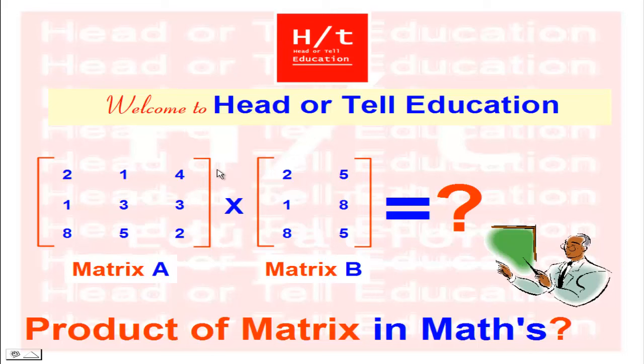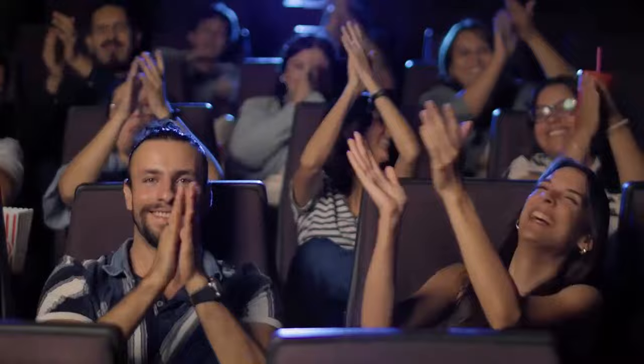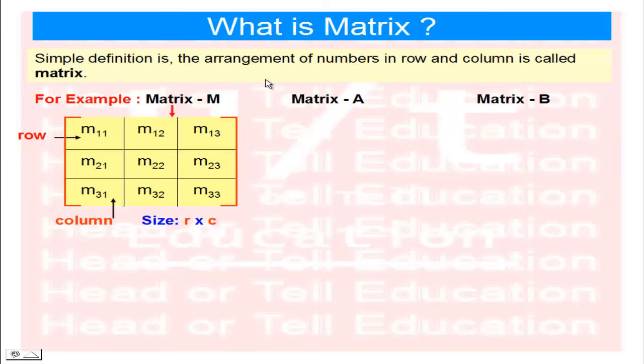Today our topic is how to find the product of matrices in maths. So first we understand what a matrix is. A simple definition is: the arrangement of numbers in rows and columns is called a matrix.